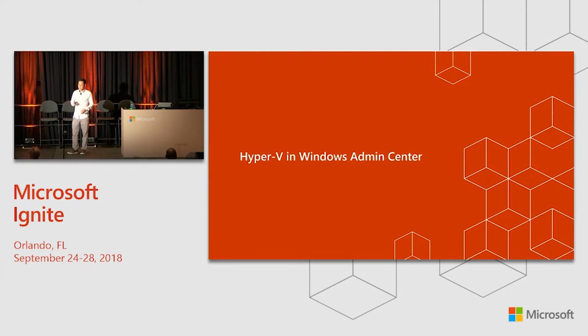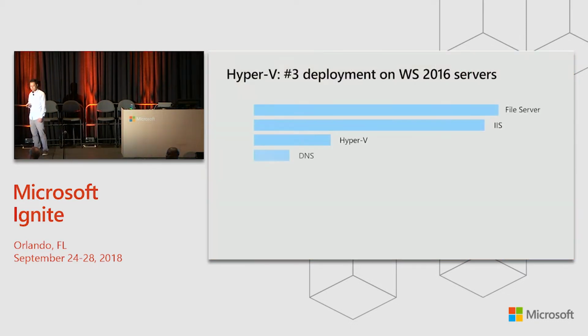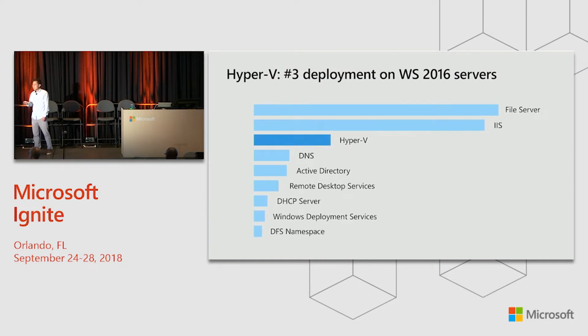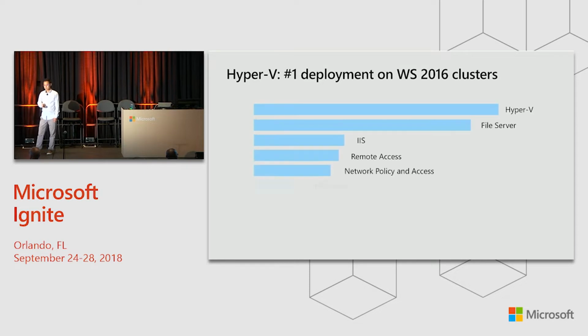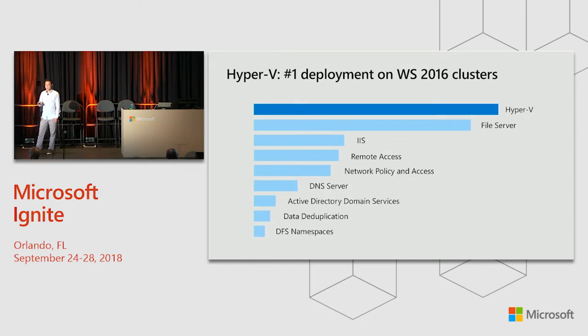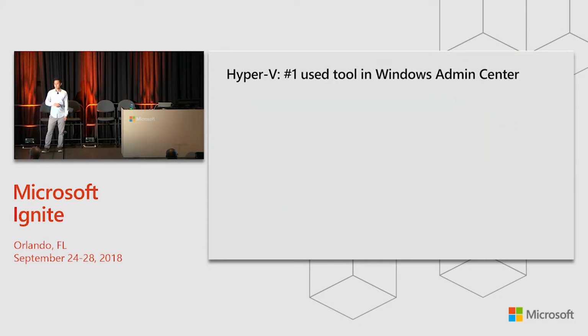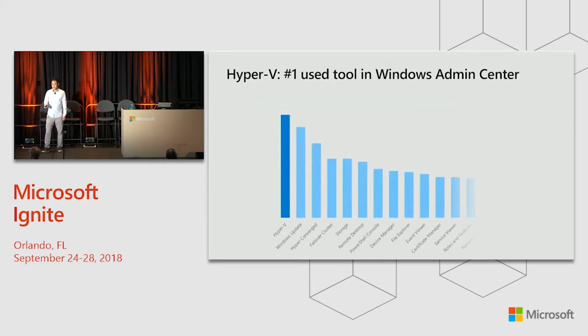So we talked about Windows Admin Center. Let's talk about Hyper-V. And why are we building a new Hyper-V UI? There are really 2 big reasons. First, our telemetry shows us that Hyper-V is one of the top used roles in Windows Server 2016. And if you look at just clusters, then it's a #1 deployed role. And also, if you look at Windows Admin Center telemetry, of all the tools that we have, Hyper-V is the most commonly used tool across all our tools.